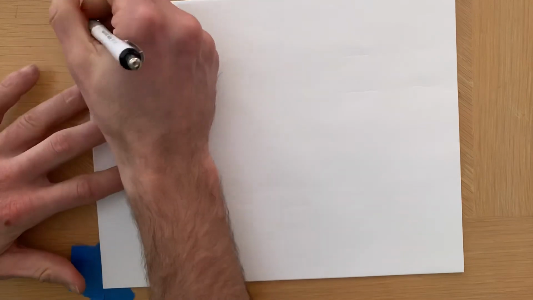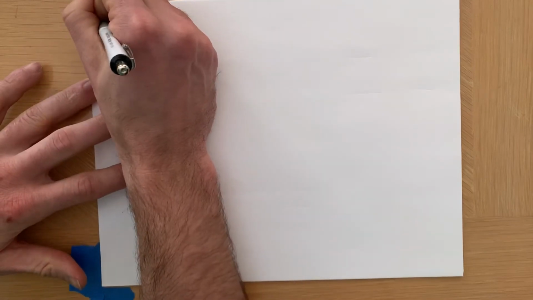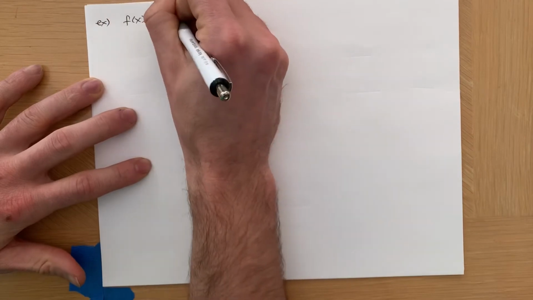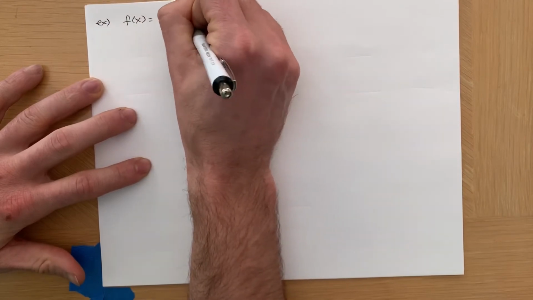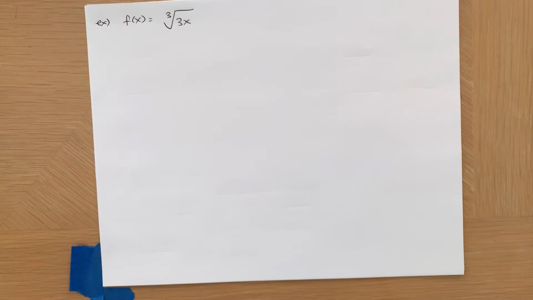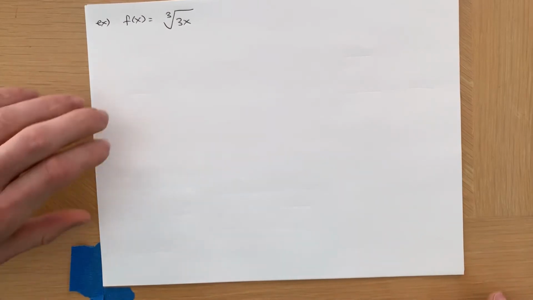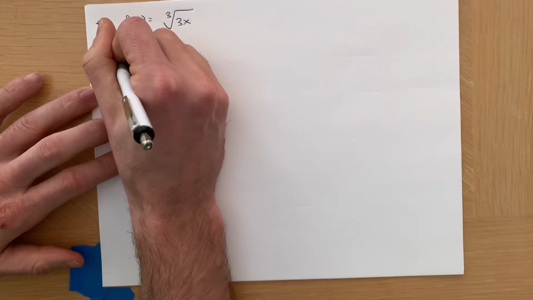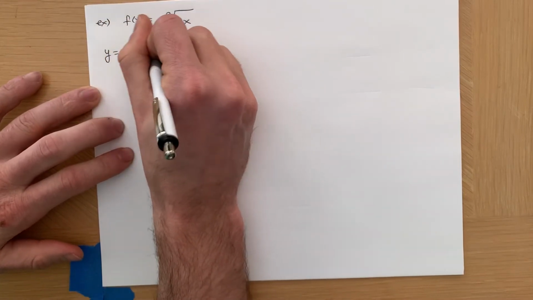Okay, so the last type of problem that we're going to need to find the inverse of is going to be this. So we're going to have f of x is equal to the cube root of 3x. So let's start with this. Same first step: if you see an f of x, you turn it into a y. So here's our f of x. We're going to write that as y equals cube root of 3x.